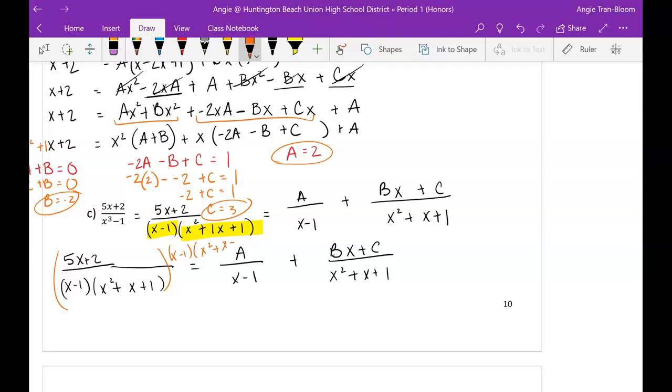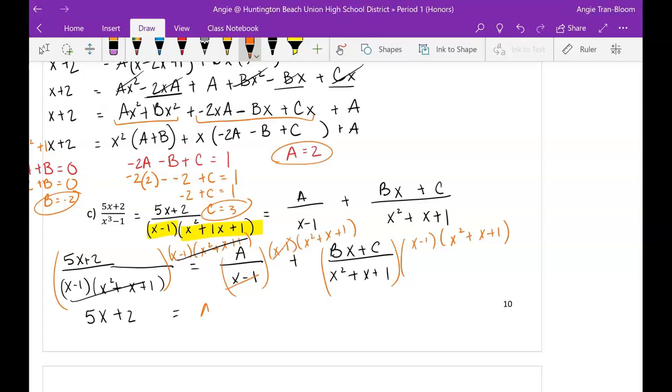Okay, so I'm going to write it all over so that way you are clear of what we are trying to accomplish. Okay, it's a lot to write. Okay, so that means these denominators are gone. So I'm now left with 5x plus 2 equals that, and that is gone. So now I'm left with a times x squared plus x plus 1. These trinomials are gone. So now I'm left with bx plus c quantity times x minus 1.